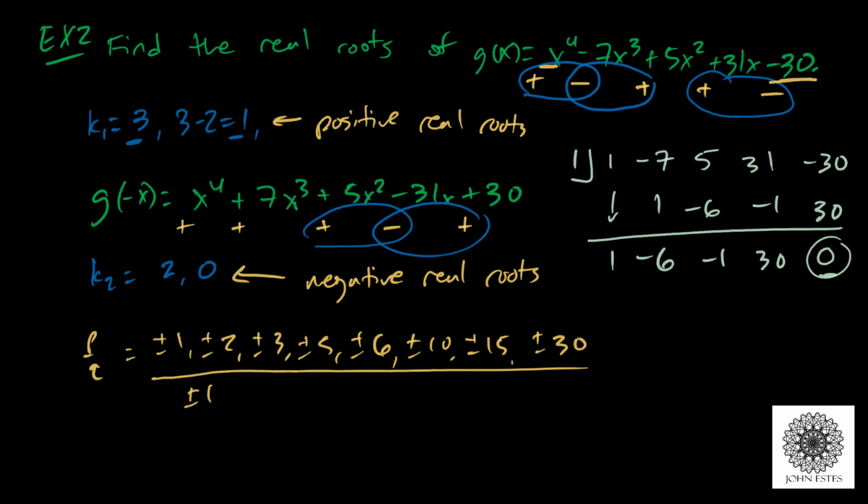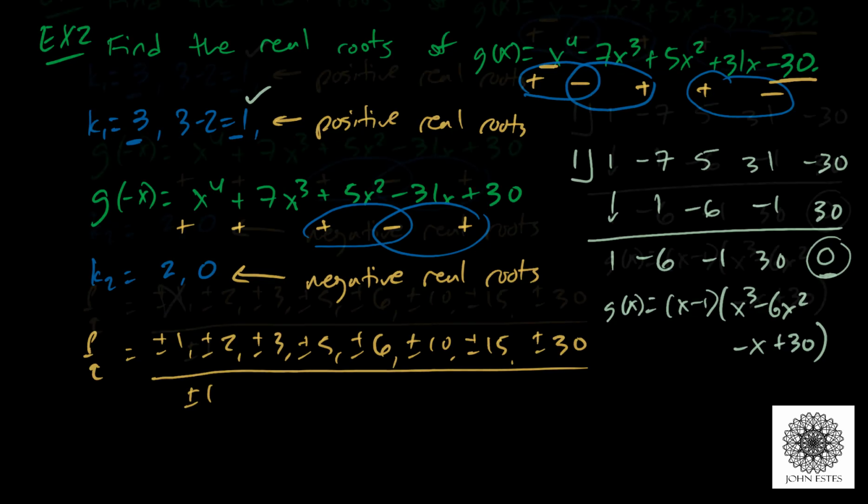Okay, now I went through that really quickly. I have a video covering the rational root theorem and synthetic division if you need to go back and look those up. All right, but here we have it. So 1 is a root. That means that this thing now can be factored as x minus 1 times x cubed minus 6x squared minus x plus 30, like that. Okay, and we found a real positive root. So we know we at least found 1. There could be 2 more.